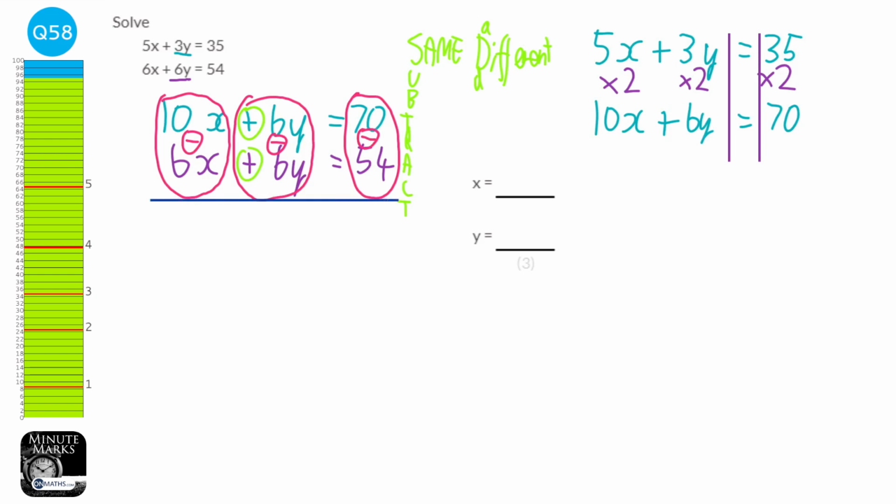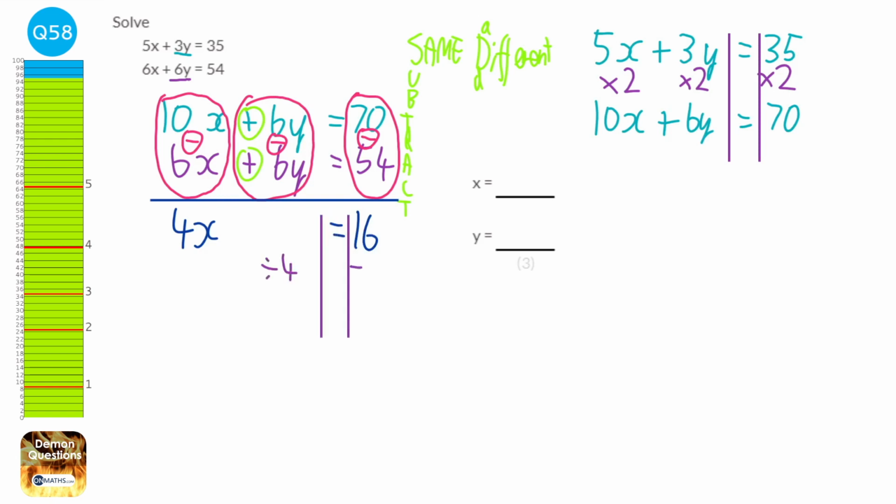10x take away 6x is going to be 4x. 6y take away 6y is nothing, which is good, because if we're left with any y's here, that means we've made a mistake. And 70 take away 54 is 16. And let's get our lines in, because we need to solve this last bit by dividing 4 both sides. And so we've got x equal to 4.